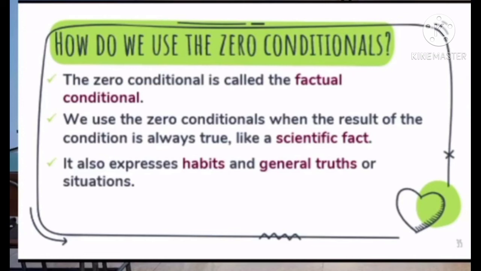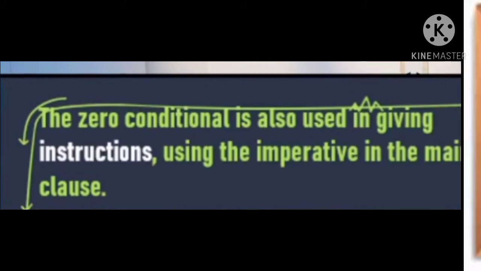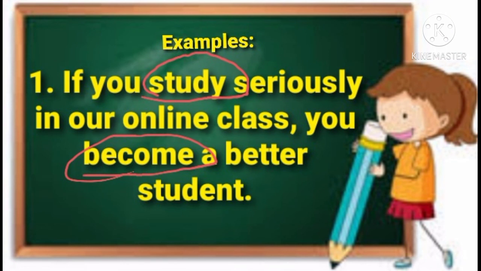And the next is it also expresses habits and general truths or situations. So it becomes habitual. When we say habitual, these are the things that you regularly do, or you do every day. The zero conditional is also used in giving instructions using the imperative in the main clause. Okay, so it gives commands or orders. You can also use the zero conditional. Since we already know how to use the zero conditional, let's analyze more examples.